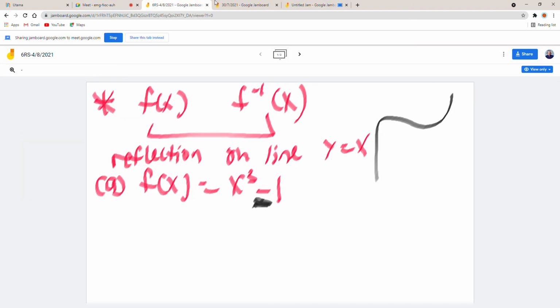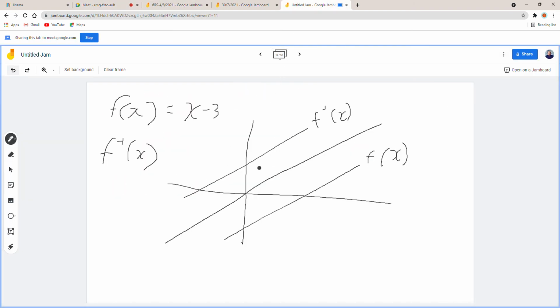So this graph has 3 lines? No, this one is a mirror. No need to count it. I mean, we have to draw it, but you don't count it as 3 lines. This one is just a mirror.